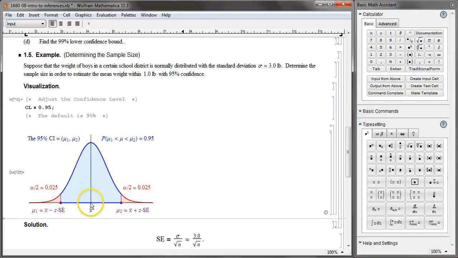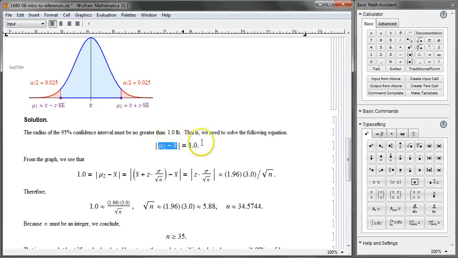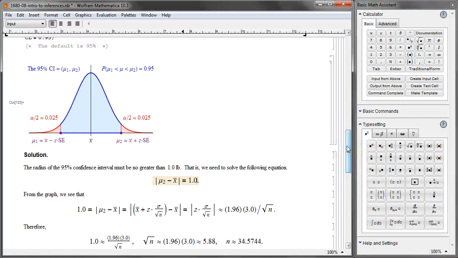Or if you want to do it the other way, that's fine too. X bar to mu1 will be 1. How do you go further than that? Well, here we go. Mu2 minus x bar has to be 1. Actually, to be really precise, I use absolute value signs, but everything is positive if you do mu2 minus x bar, so you don't have to worry about absolute value. I use absolute value signs because I'm a teacher. So 1.0 is equal to mu2 minus x bar.